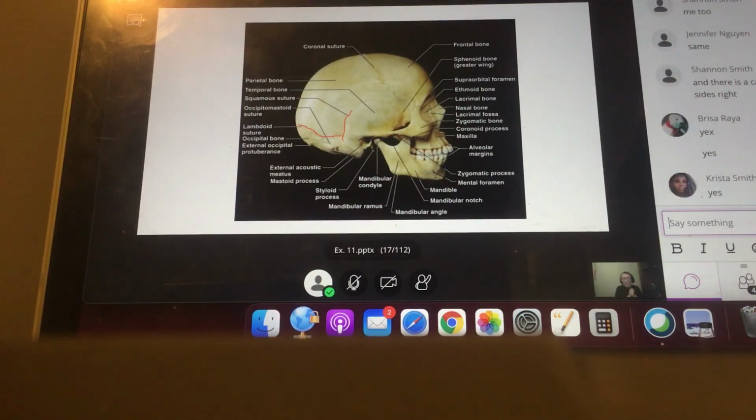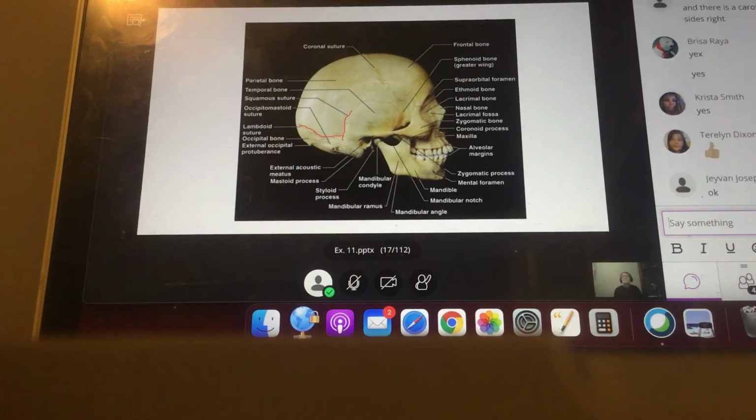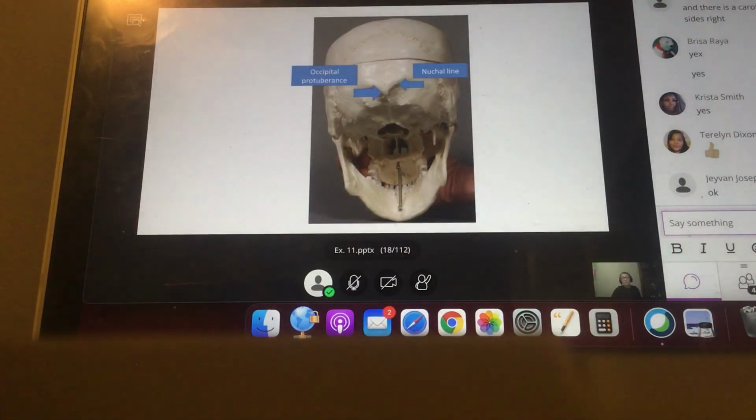So again, not a big deal. That's why we don't want to stress you out. You should have all the images in Blackboard, and all the labeling is in this book in front of you. All right, guys? So there's no problem. So don't let this confuse you. It is a lambdoidal suture. All right, awesome. Occipital condyles. Well, guess what? We just saw it. Let's keep going.